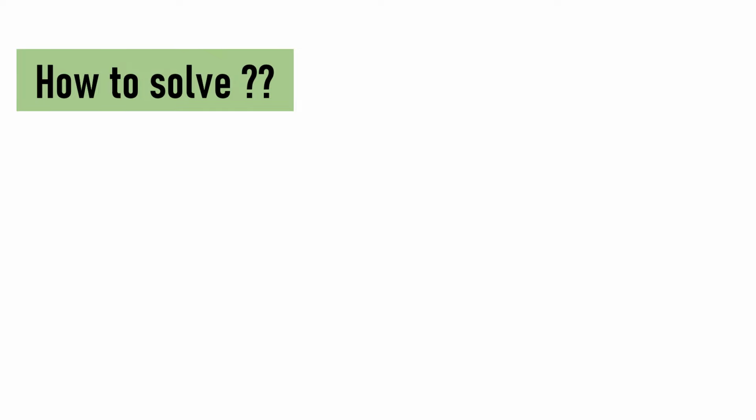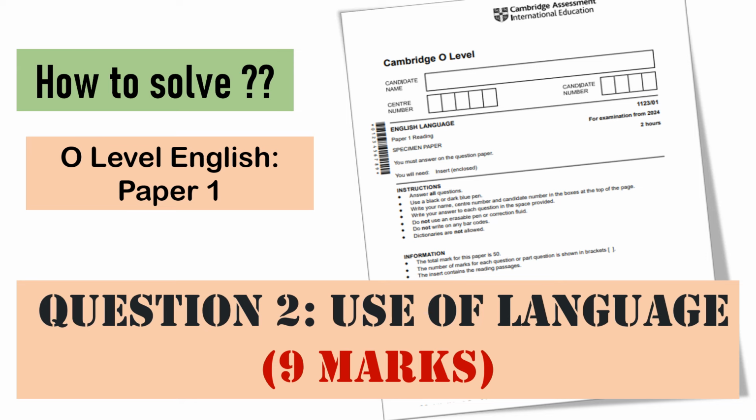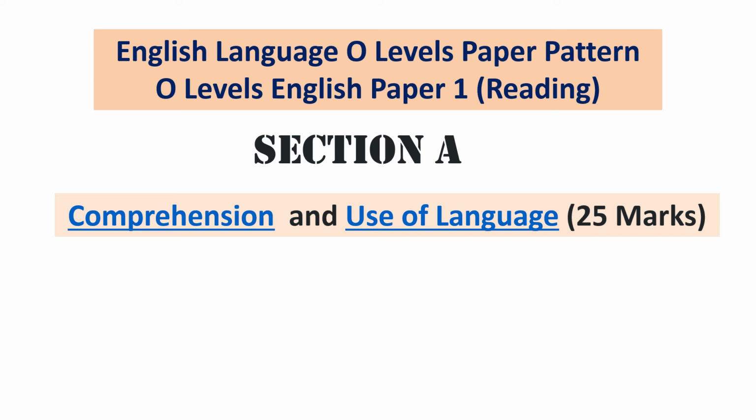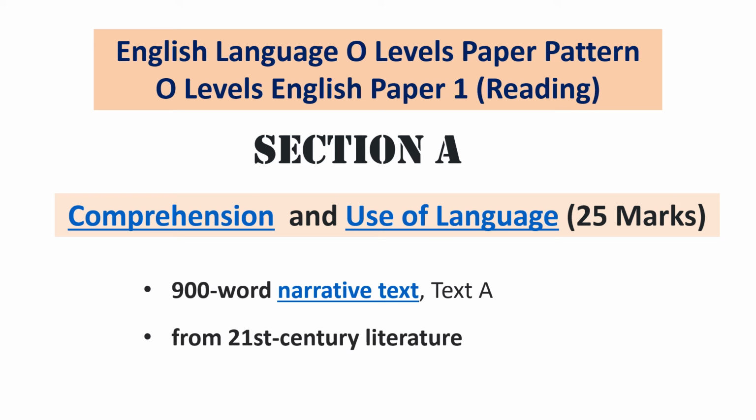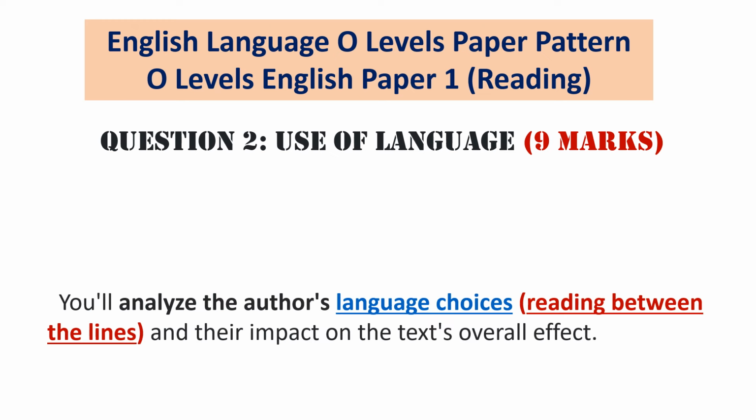This video is based on paper 1 comprehension question 2, that is of 9 marks and it is called the use of language question. For paper 1, we know that it is section A of comprehension, titled comprehension and usage of language. It is for 25 marks. We are given a 1900 words narrative text, which is called text A, and it is from 21st century literature. Now when we talk about this question, use of language, which is question 2, it has 9 marks.